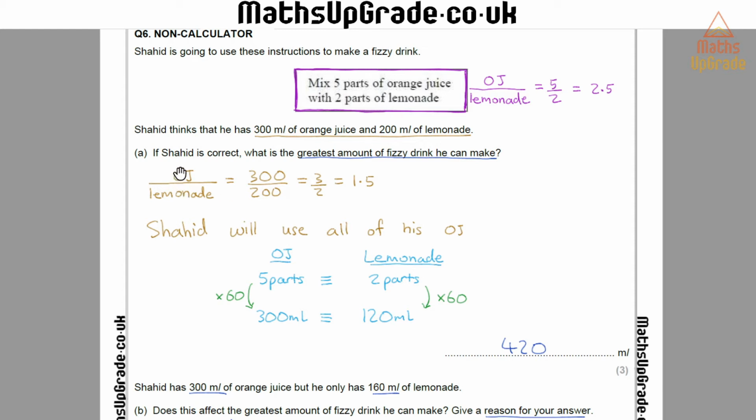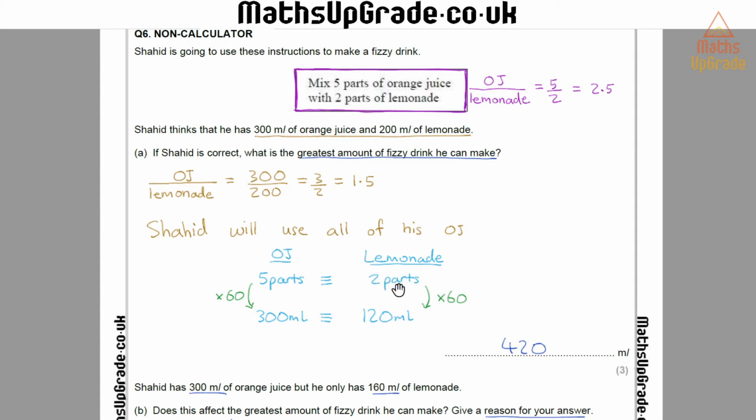If I do the same for Shahid, if I do 300 divided by 200, Shahid's only got 1.5 parts of orange juice per 1 part of lemonade. So he's definitely going to use all of his orange juice. So assuming he uses all of his orange juice, and we know that the equivalency is 5 parts for every 2 parts. If he's going to use all of his orange juice, that's 300 ml. So I need to go from 5 parts to 300 ml. So each part must be worth 60 ml.